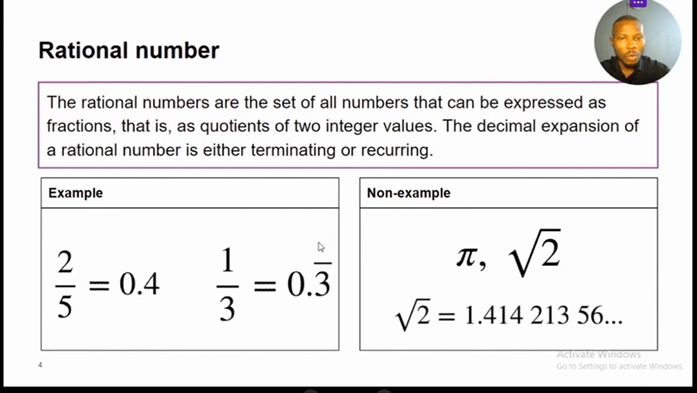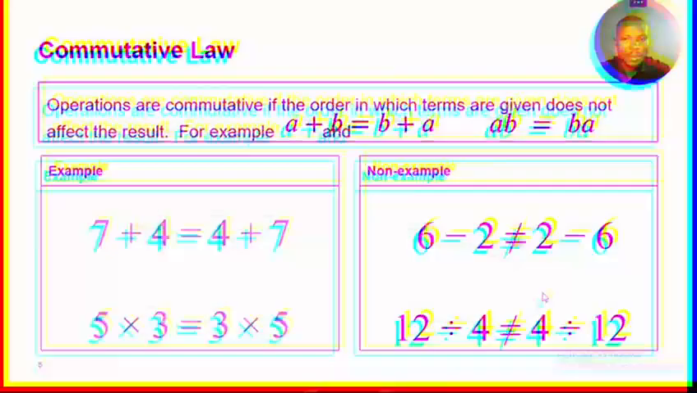And we also have examples of non-rational numbers. One of them is this, which is called pi. Averagely, pi is 3.14, and then we have the square root of 2. These are irrational numbers. Why? Because they cannot be expressed as fractions.